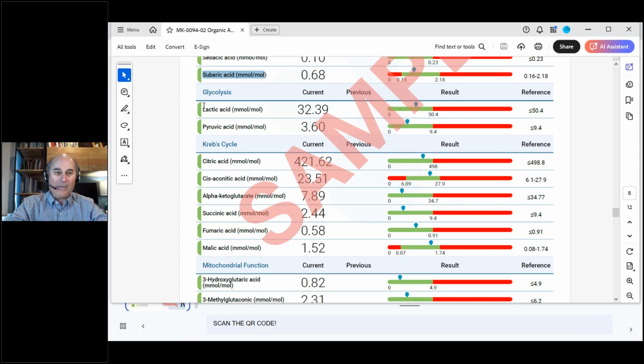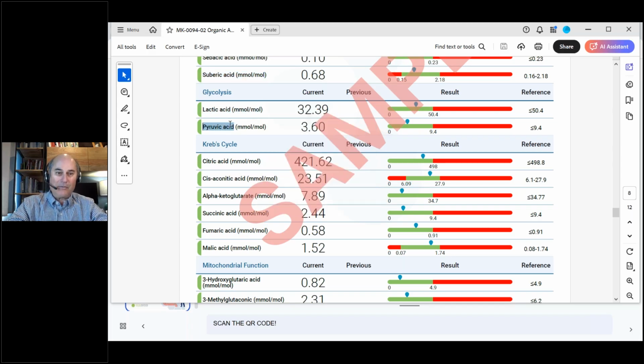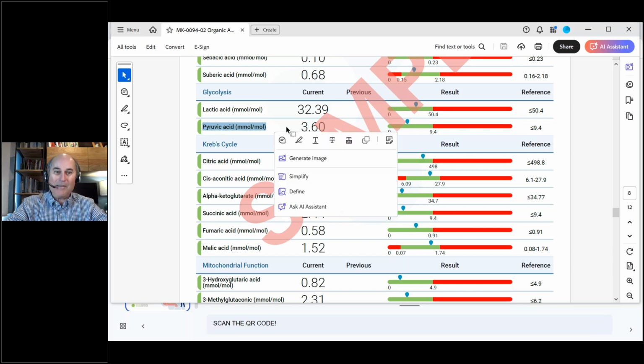We talked a lot about pyruvic acid or pyruvate and lactic acid. Remember the pyruvate dehydrogenase enzyme? It's simple, guys. If pyruvic acid is high, the enzyme's not working.